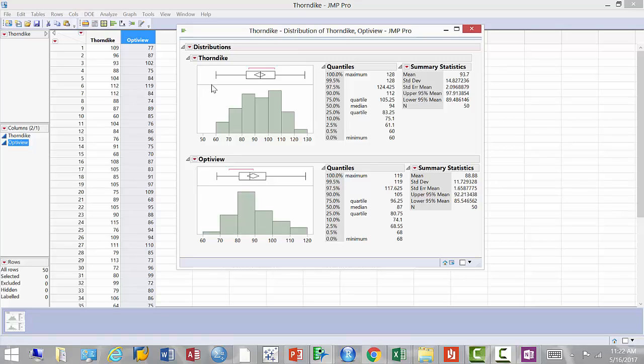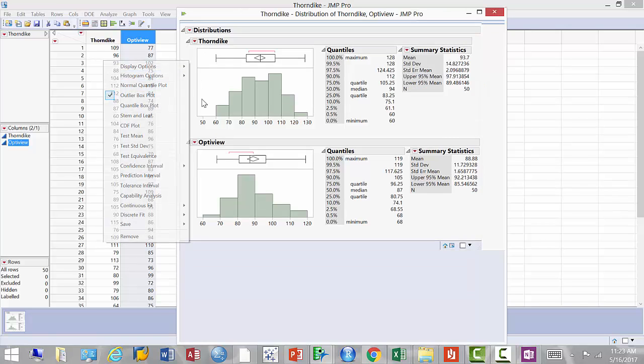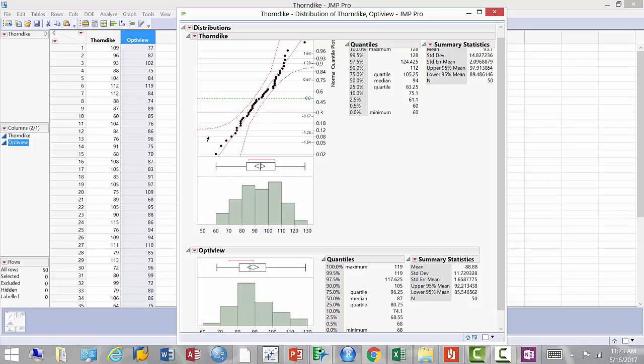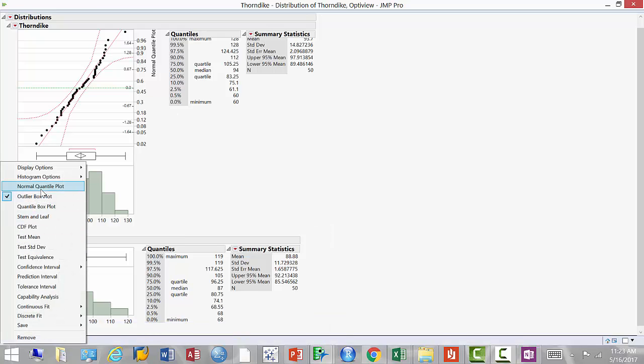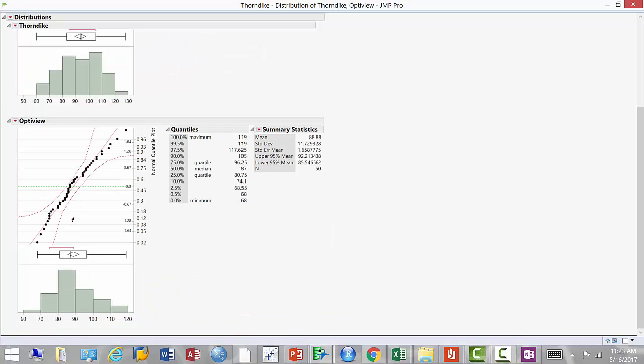Now let's take a look at the normal quantile plot for both of them. Thorndike, normal quantile plot, and points are supposed to align along the diagonal, right? Do they? They do pretty well. So the first sample is normal, and let me do the same thing for the OptiView. OptiView normal quantile plot. What do you think?